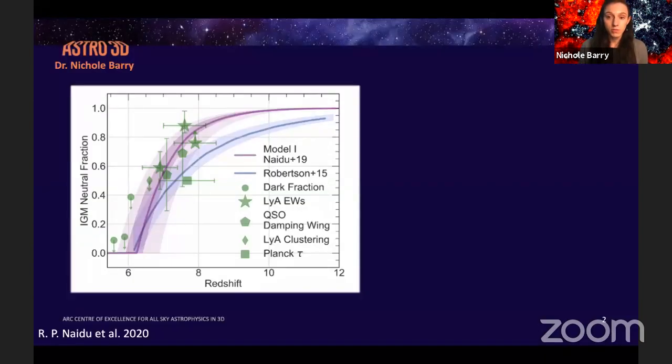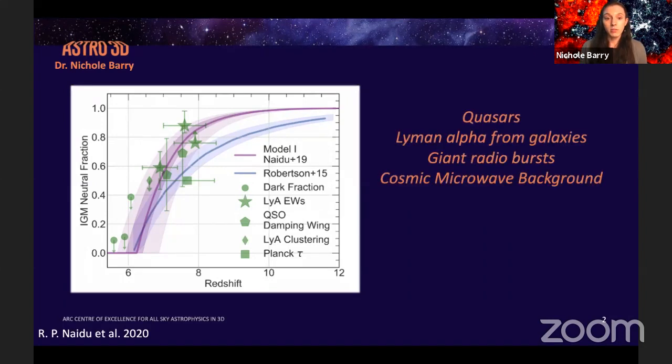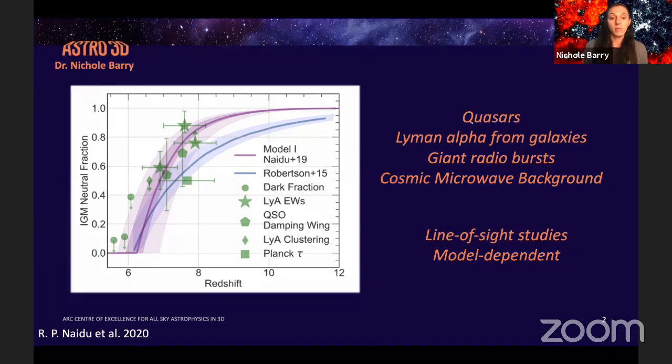So I'm sure you've seen this multiple times already, but this is just a summary slide of a variety of different studies that have gone into trying to measure the IGM neutral fraction as a function of redshift. And they range from quasar studies all the way through cosmic microwave background studies. But in general, these studies have 2 features to them. Sometimes they can be line of sight studies. So in particular for quasars, you're looking at a particular line of sight and how the neutral fraction is in that particular line of sight.